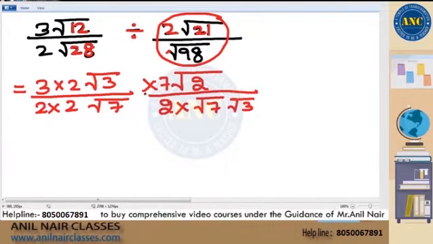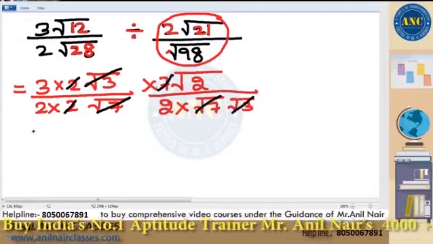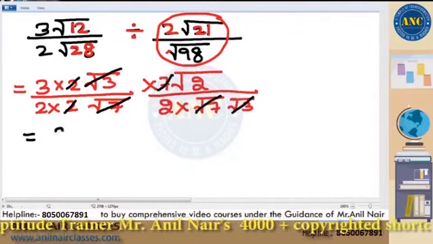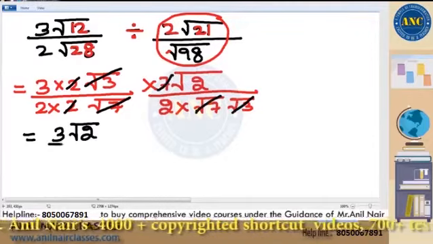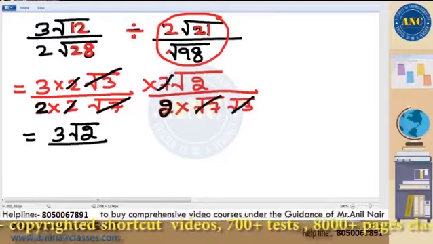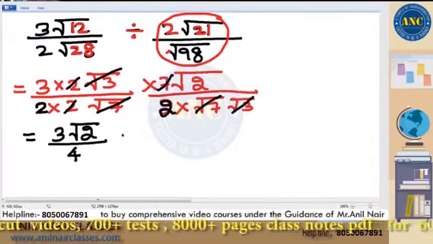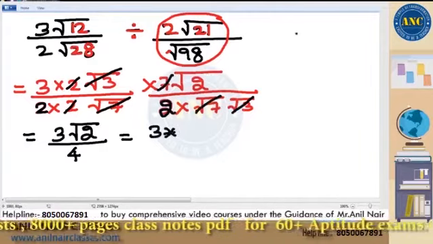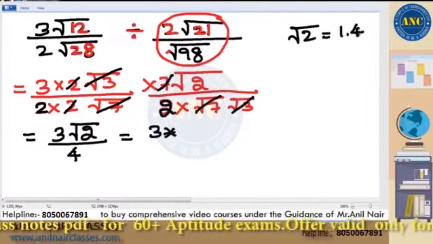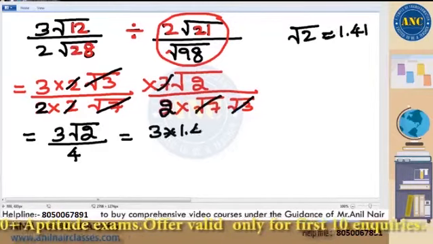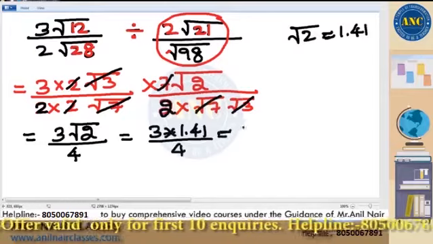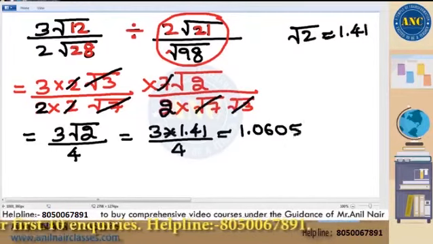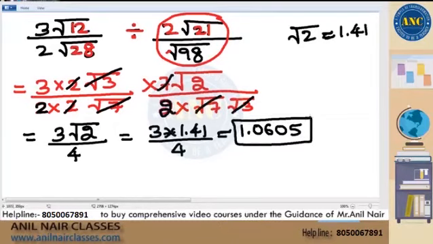Simplify everything you can. This root 3 cancels, and this 2 and 2 will cancel. What else can you simplify? Root 7 into root 7 is 7. 7 is cancelled with 7. So in the numerator you are left with 3 root 2, divided by, in the denominator, 2 into 2, which is nothing but 4, right? If I further simplify, the value of root 2 is approximately 1.41. 3 into 1.41 divided by 4, the answer is approximately equal to 1.0605.